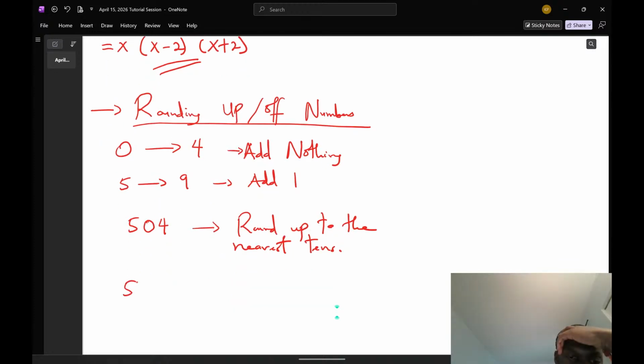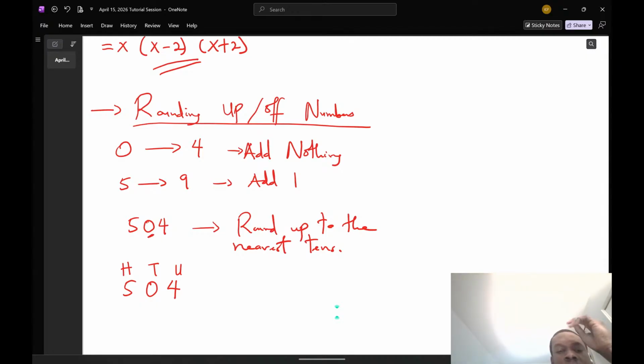So when you write 504, this is hundreds, tens, unit, or ones. I call it unit. So this is the number that is on the tens place. This is the number we are considering, the center of focus. But the number behind it is what will determine if we are going to add 0 or 1 to it. You can see that 4 falls in the range of 0 to 4. So we are not going to add anything to 0, and then this becomes insignificant. So rounding up 504 to tens will become 500.